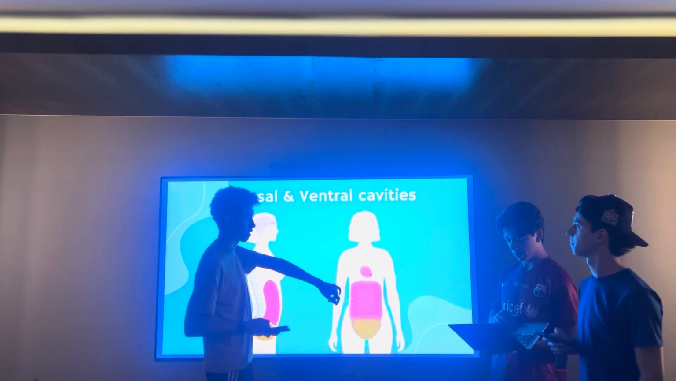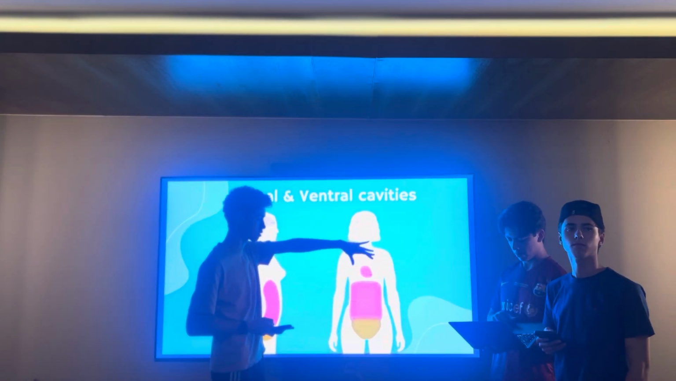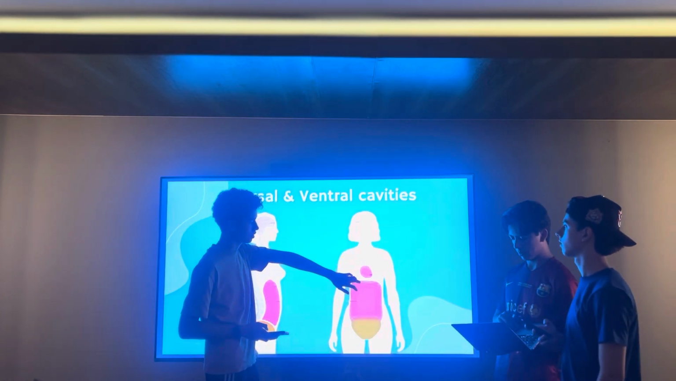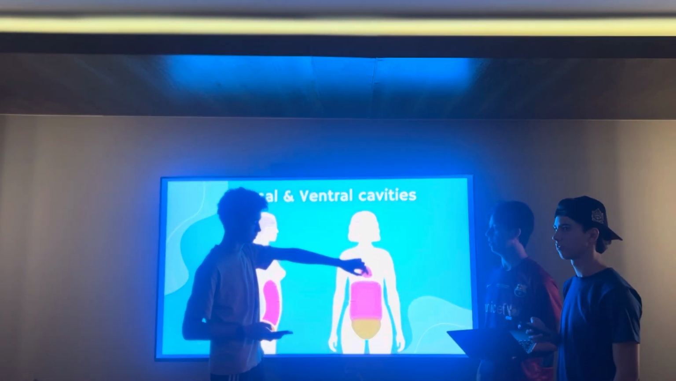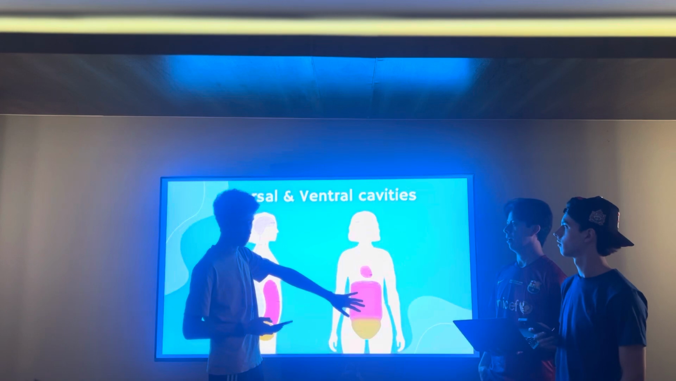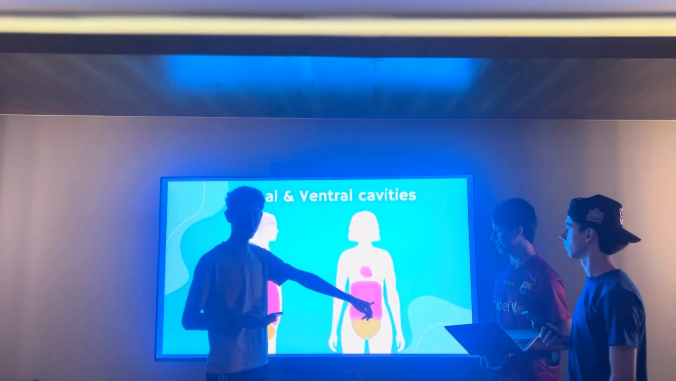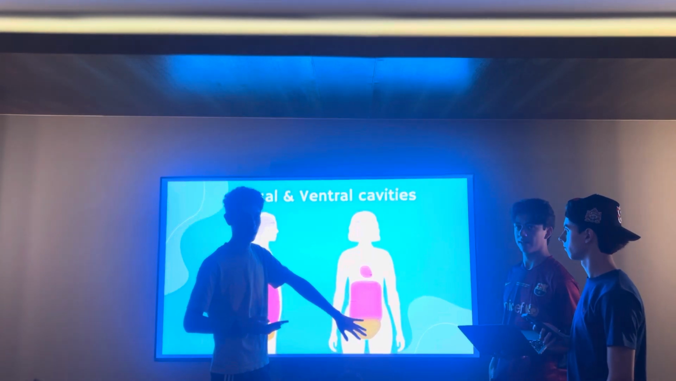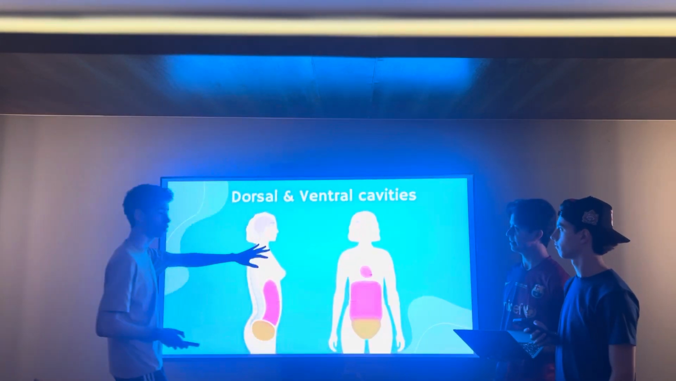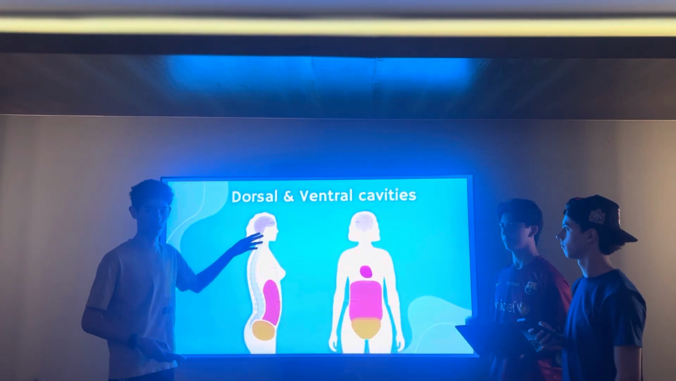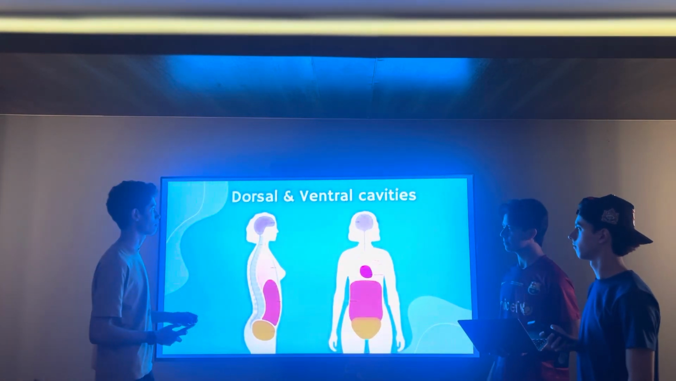In the thoracic cavity, we have the pleural cavities, which are the lungs, the left and the right one, the mediastinum, the diaphragm, and the trachea. In the abdominopelvic cavity, we have the stomach, the liver, the pancreas, the kidneys, and the pelvic cavity too. In the dorsal cavity, we have the brain and the spinal cord, which maintains the structure of the body.